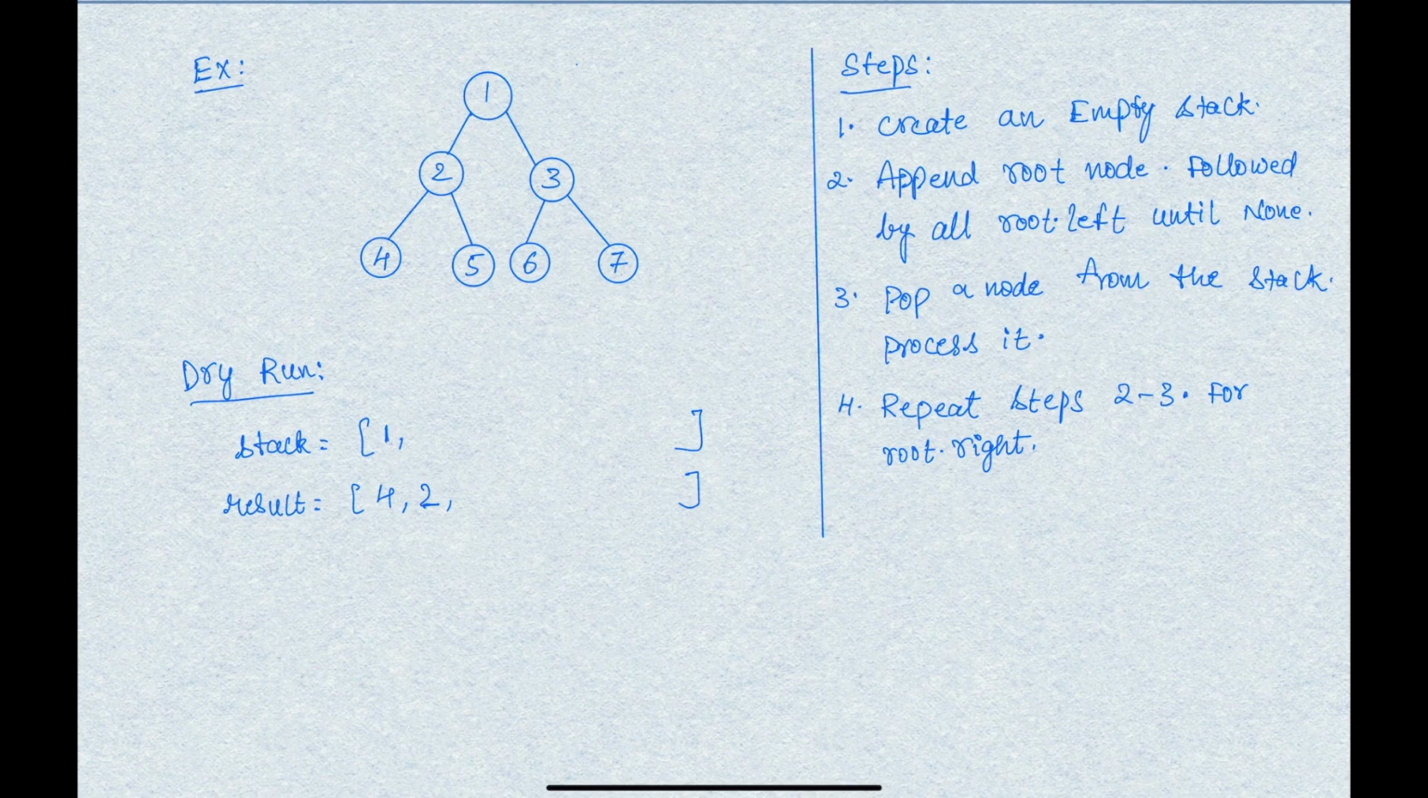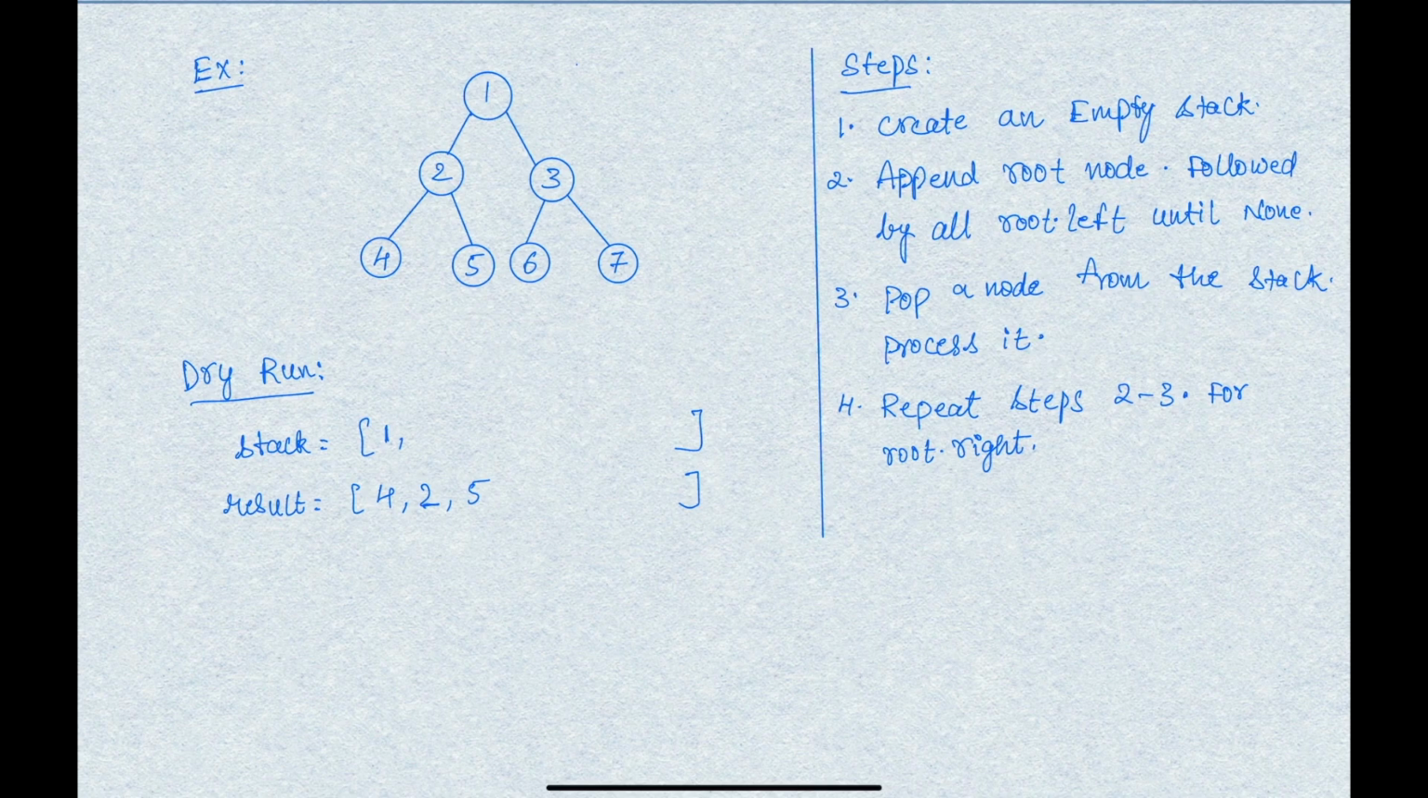So root.right, we are adding it to the stack, which is 5. Since root.left is None for this 5, we go to step 3, which is popping the node. We pop this node and store it in the result: 4, 5. Then we repeat steps 2 to 3 for root.right. Since there is no root.right for this 5, we are not going to process it.